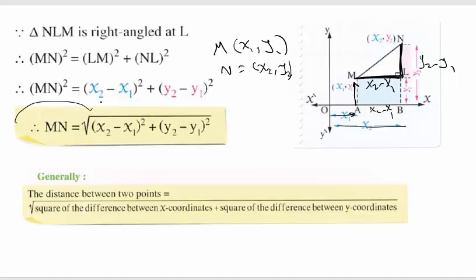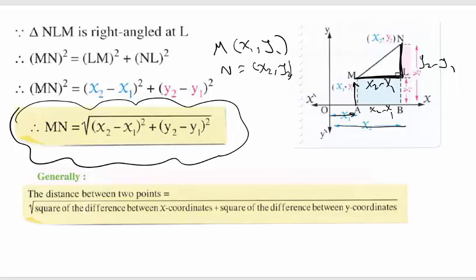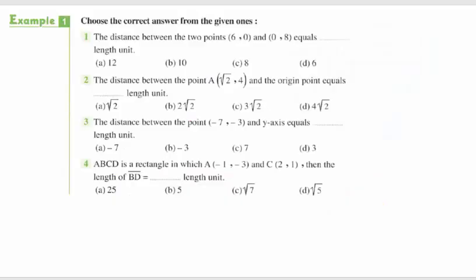So in general, we can say that the rule of the distance between 2 points is the square root of x2 minus x1 raised to the power of 2 plus y2 minus y1 raised to the power of 2. Or in general, the distance between 2 points is the square root of the square of the difference between x coordinates plus the square of the difference between y coordinates. Let's move to solve some examples and get in deeper.